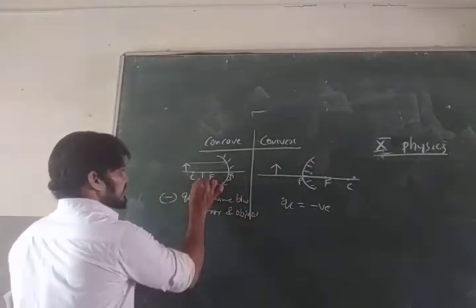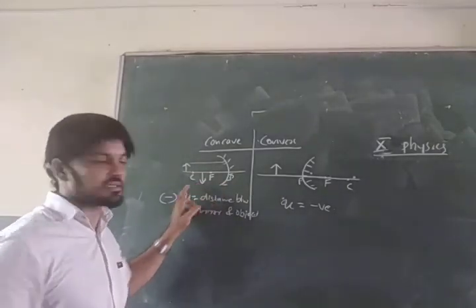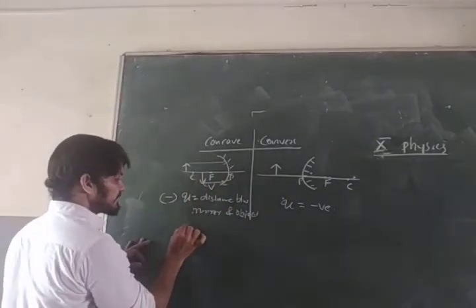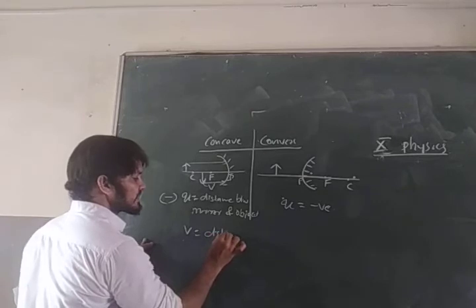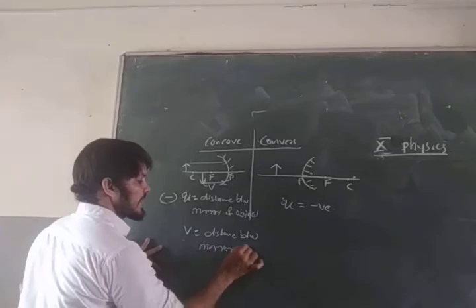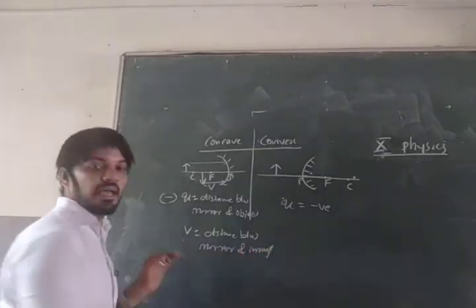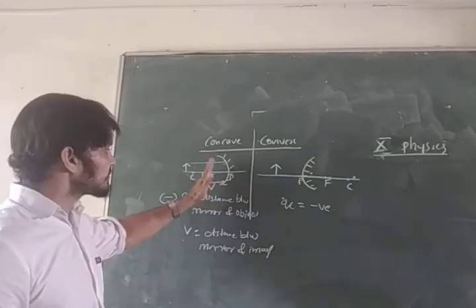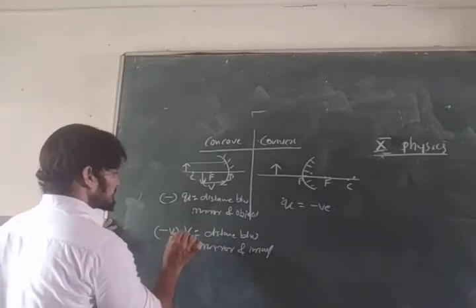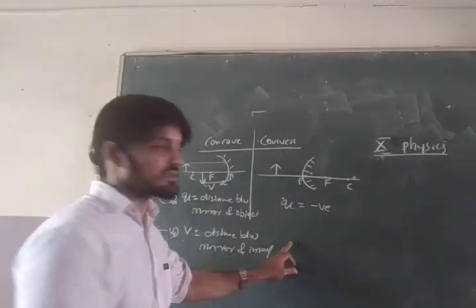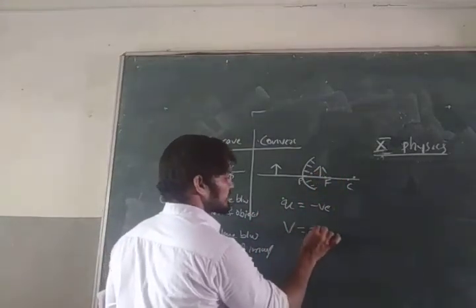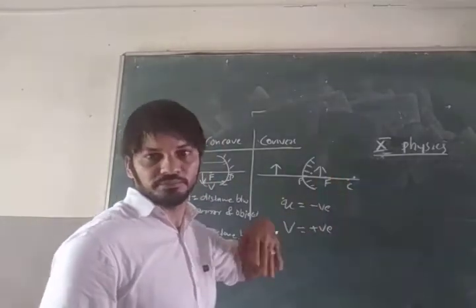If an image forms here, assume that this is the image. The distance between the image and mirror is denoted by the letter V. V is the distance between the mirror and the image. That also forms on the left side, so it is also negative. But in convex, the image forms inside, so V is positive because it forms on the right side.